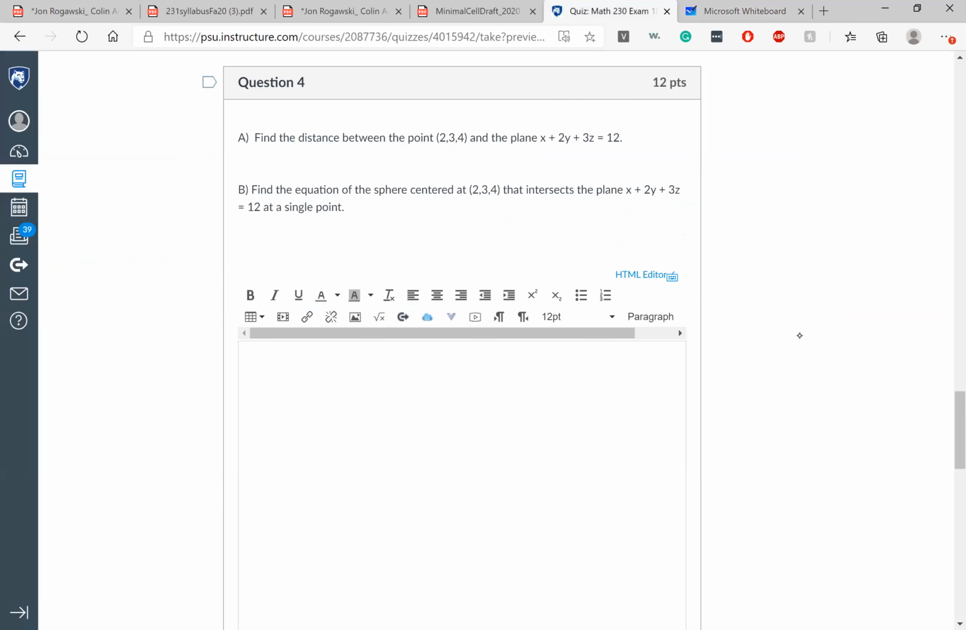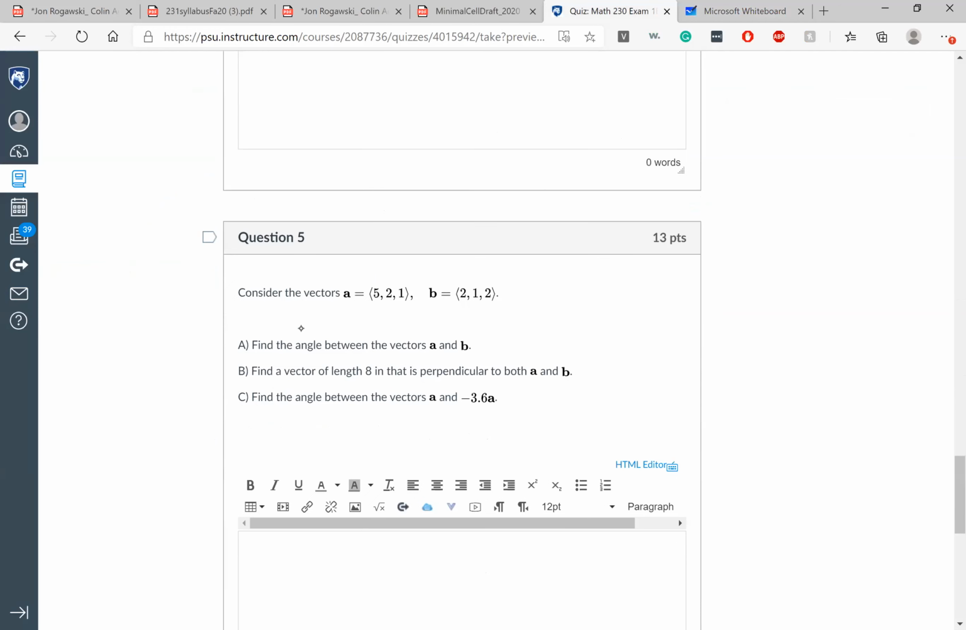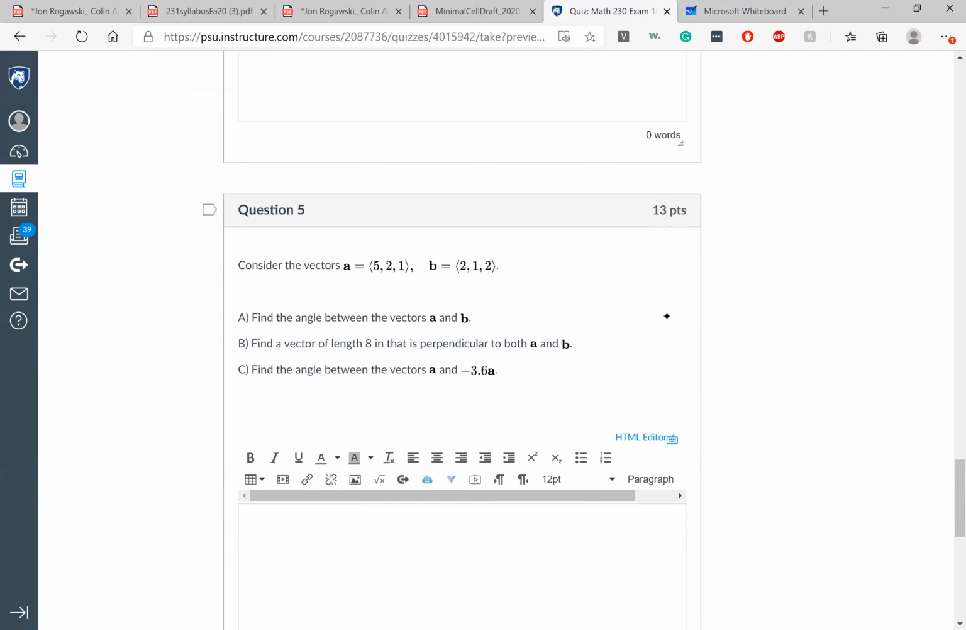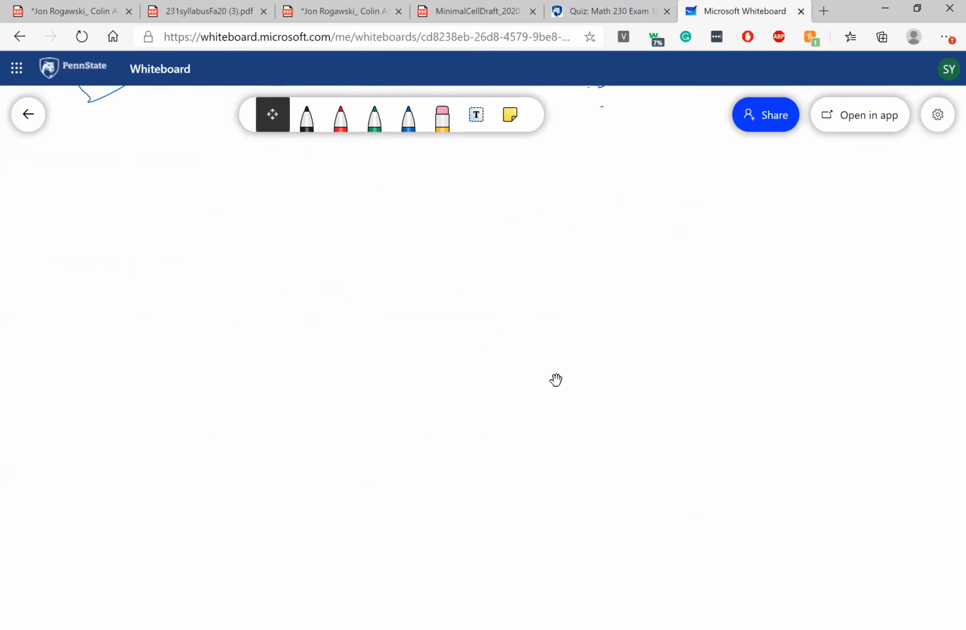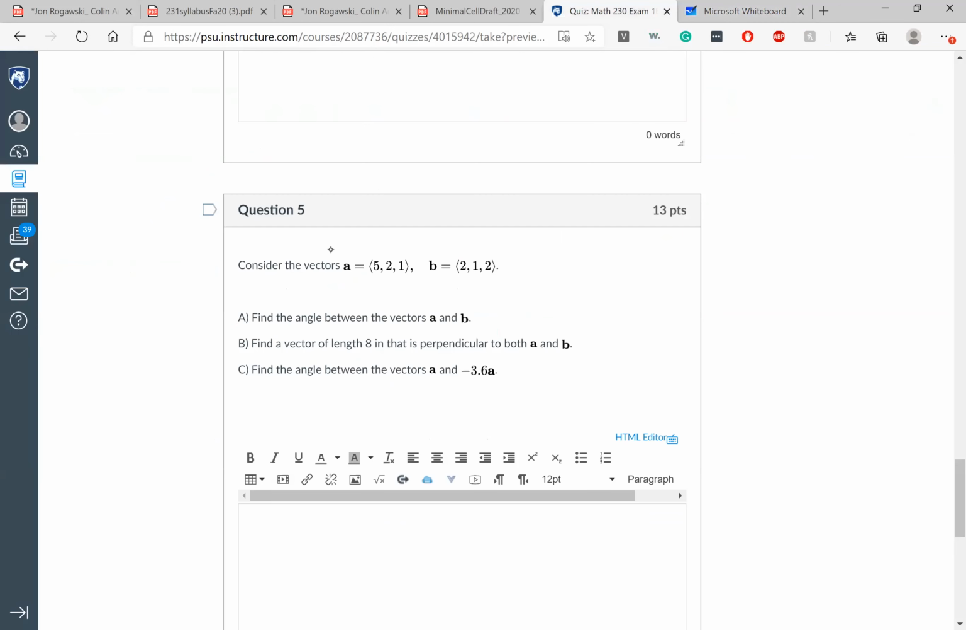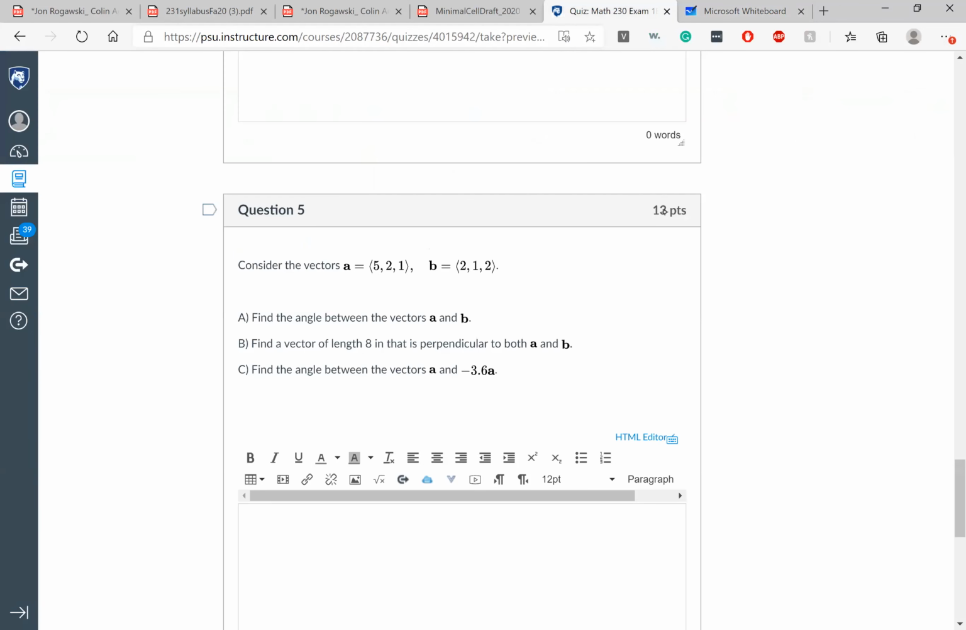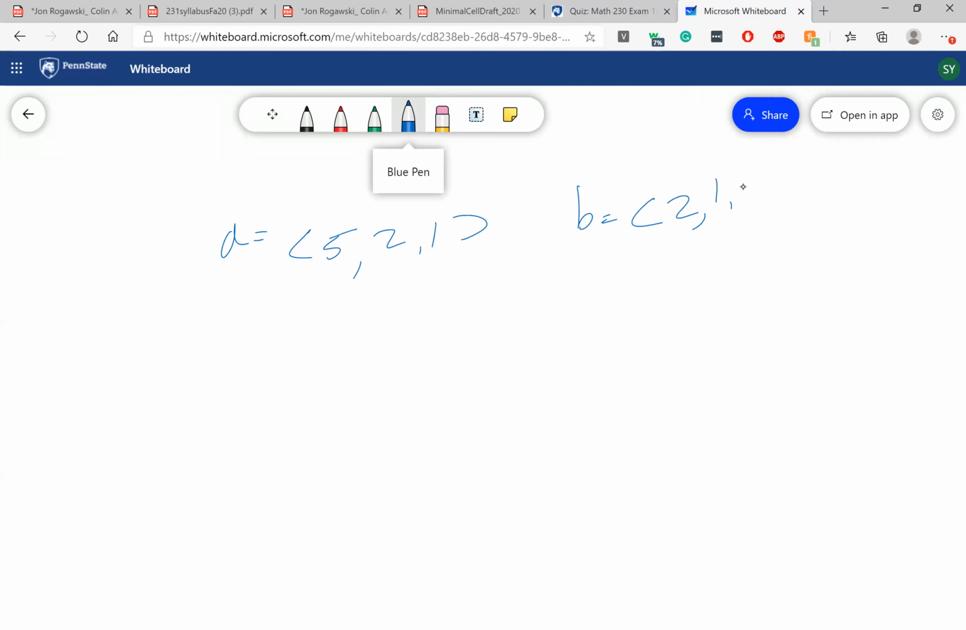Okay. Next problem. So consider the vectors A and B. Find the angle between the vectors. Find the vector of length 8 that is perpendicular to both A and B. Find the angle between the vectors A and negative 3.6A. So let's do it. So the vector A is equal to 5, 2, 1. And the vector B is equal to 2, 1, 2.